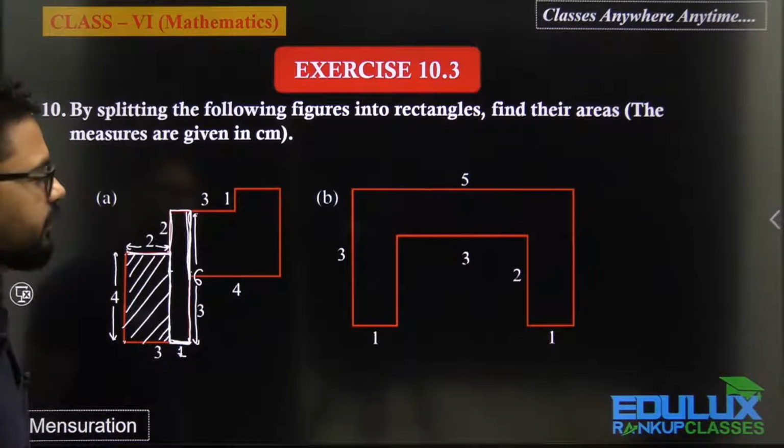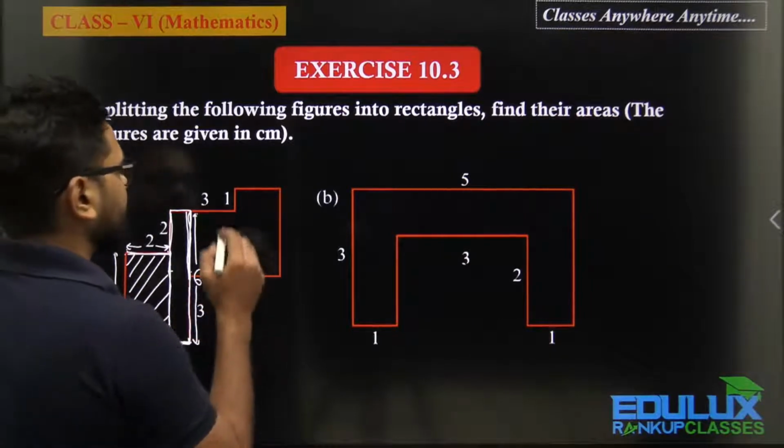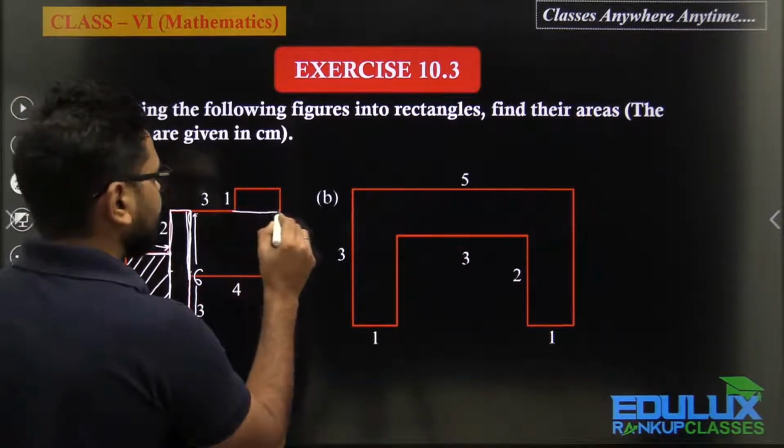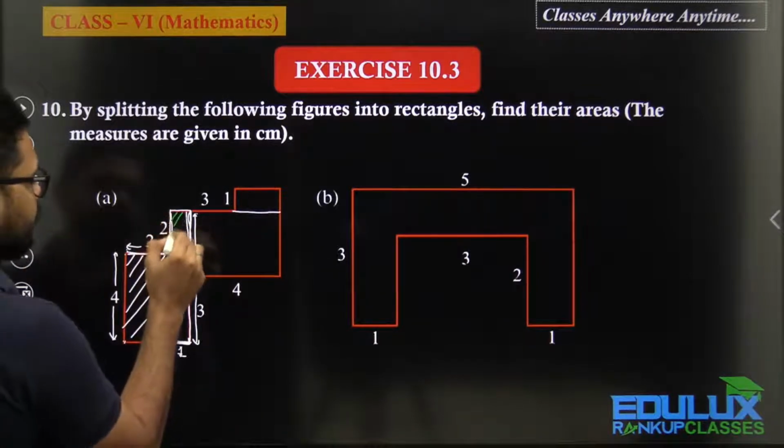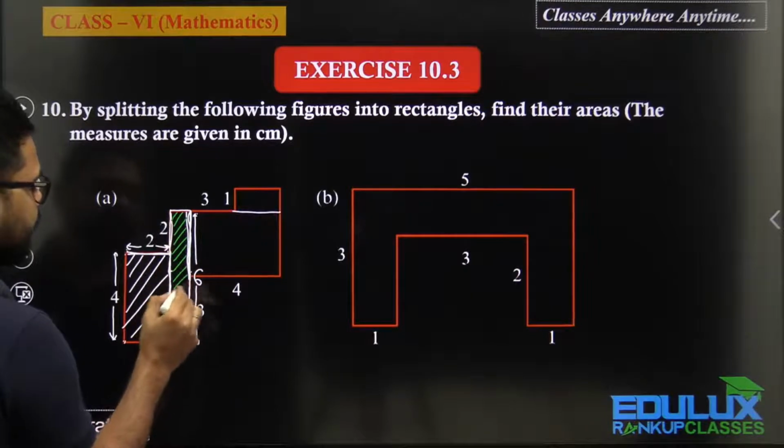Now we can further divide this figure into more rectangles by using this line. I can divide this. So let me just shade a different kind of color to make you sure that you are working in a different rectangle.